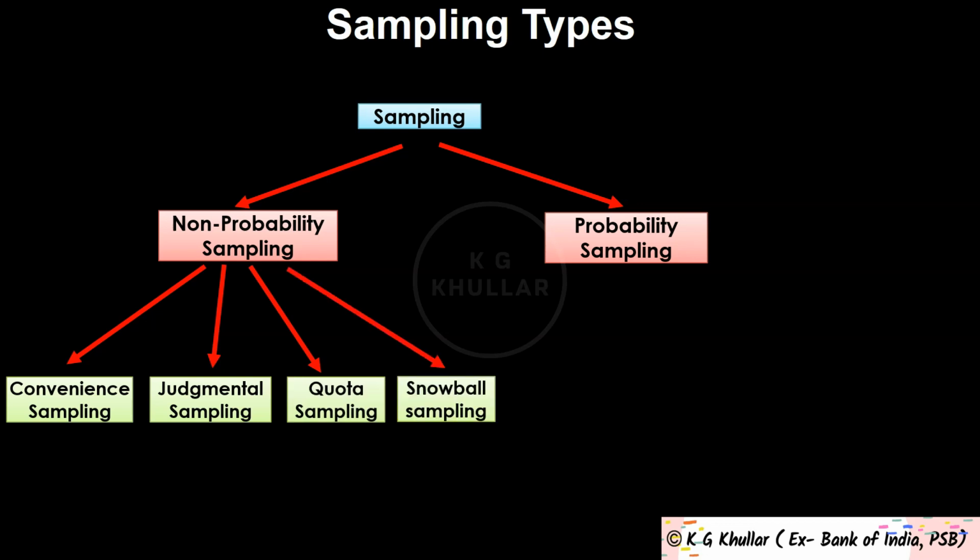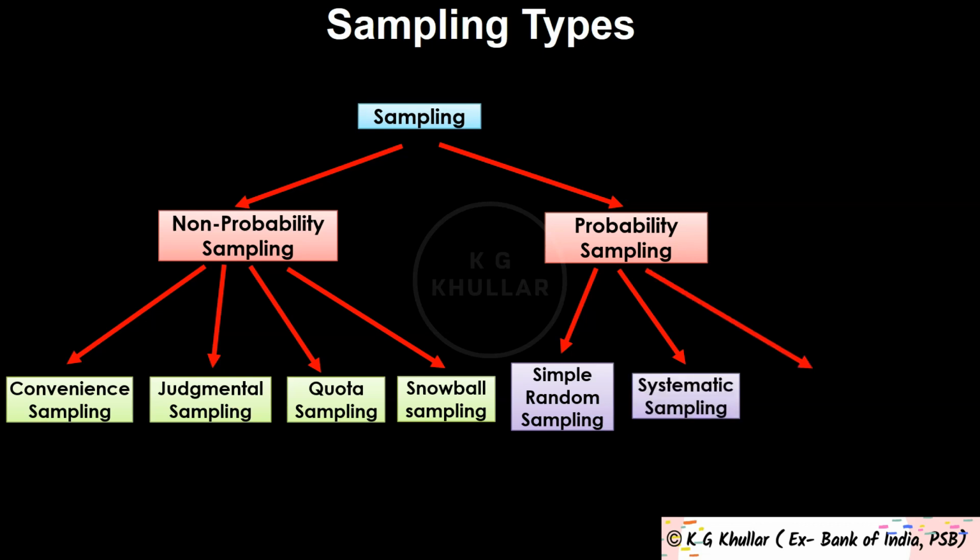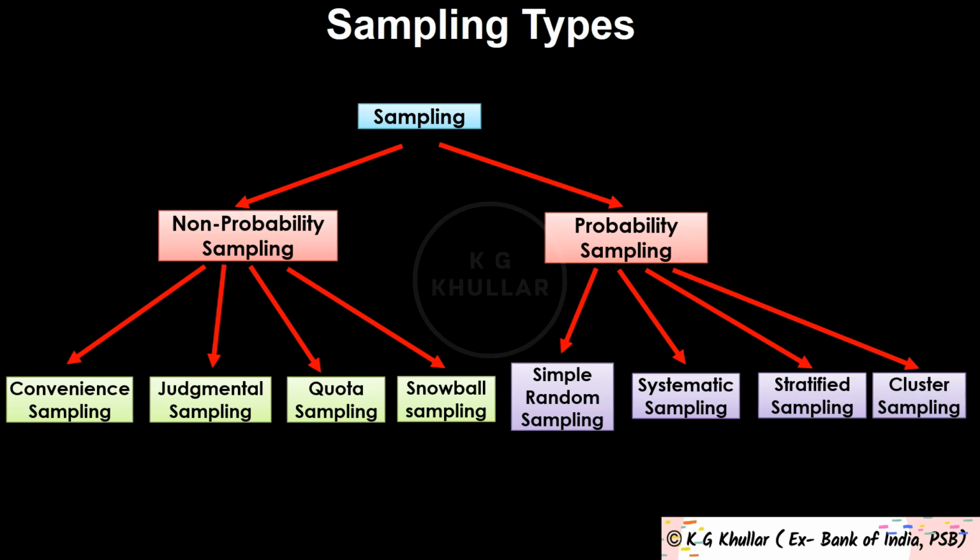snowball sampling. Then probability sampling techniques are also divided into four types. That is, first one is simple random sampling, then second one is systematic sampling, then third one is stratified sampling, and last one is cluster sampling.